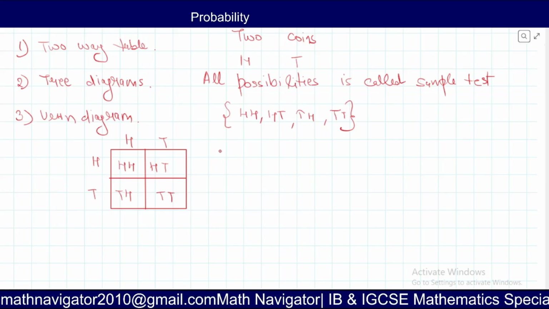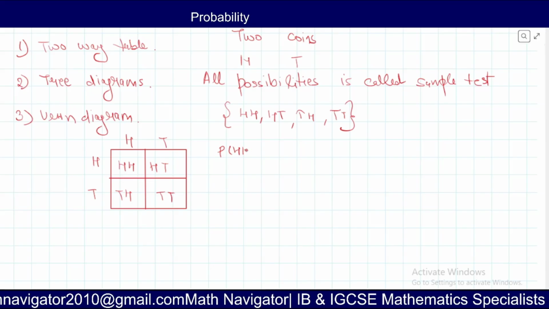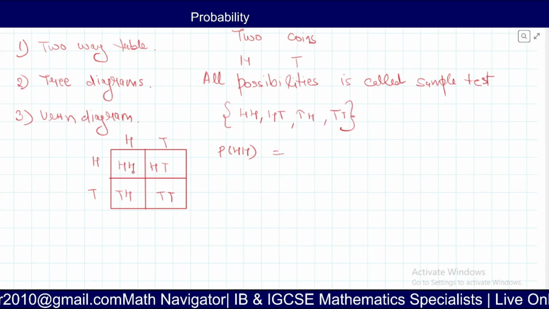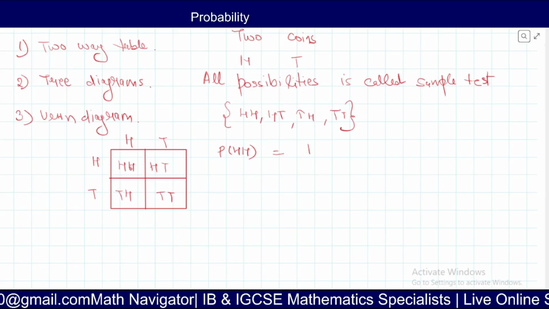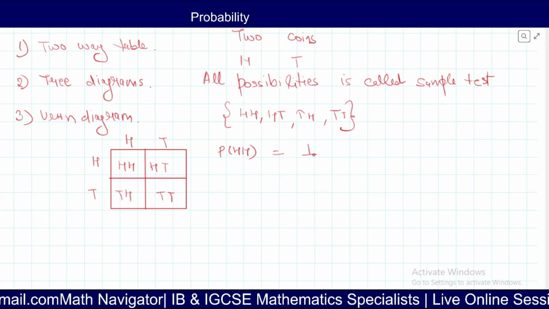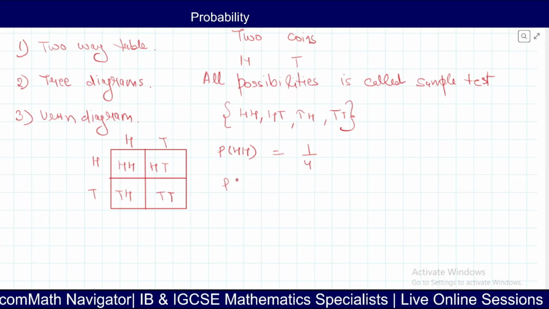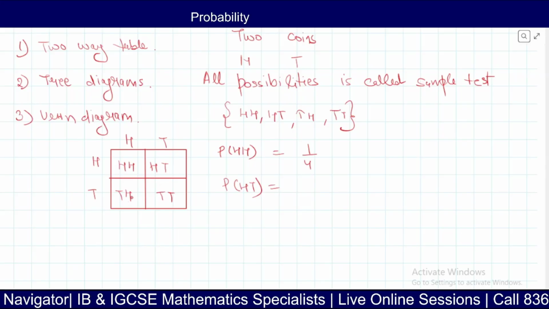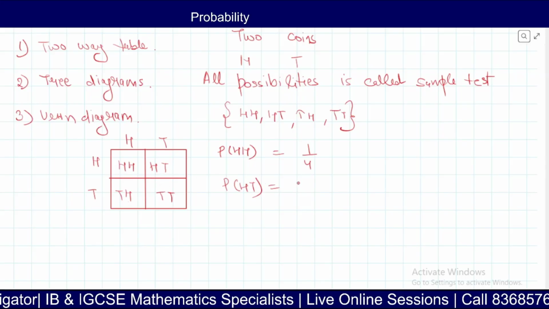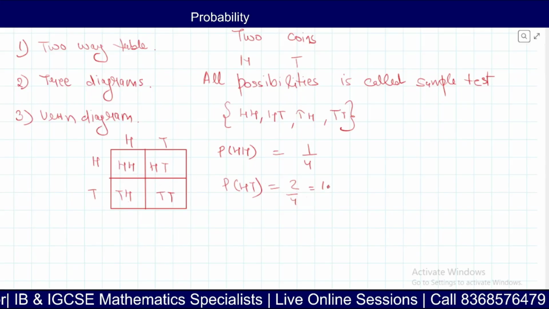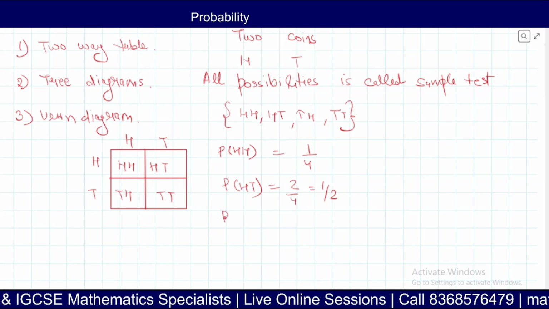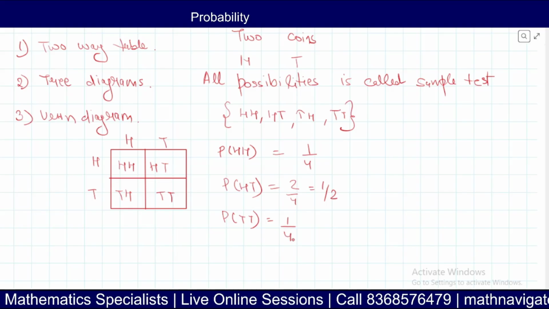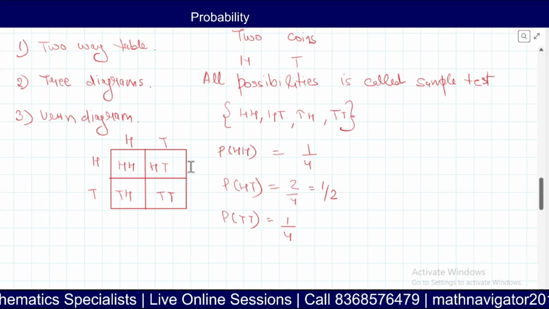Now I want to find the probability of getting two heads, which is how much? 1 out of how many? 1, 2, 3, 4. So 1 over 4. Probability of getting head, tail: if you are considering head, tail and tail, head as the same thing, then what is the probability? 2 over 4, which is half. What is the probability of getting two tails? Again, 1 in 4. So this is called a two-way table.